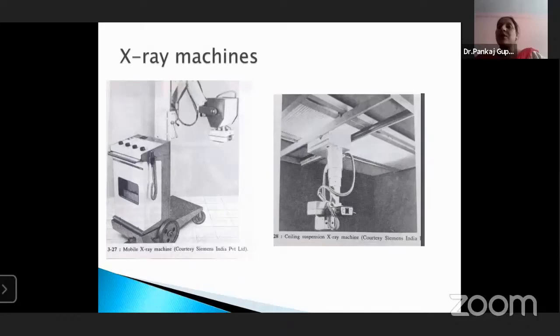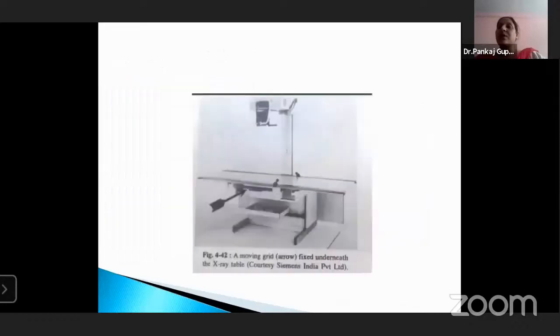The second machine on the right side is the fixed ceiling machine, which is mainly used for large animal radiography. It is a high power X-ray machine. It can move on the horizontal axis as well as on the vertical axis. It can reach up to the ground and up to the roof of the room. Now this is the commonly used X-ray machine which we use for small animals. It has a patient table. Underneath is the grid, and underneath is the cassette holder where cassettes are placed. This machine is used most commonly for making radiographs of dogs, cats, and small ruminants.